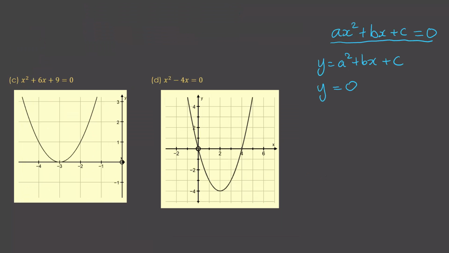Now sometimes you do only get one solution. So we can see here x equals negative 3. If you actually factorized this one, you'd find that you got x plus 3 is equal to 0, or x plus 3 all squared equals 0. And the only value of x that makes this 0 is, of course, negative 3.